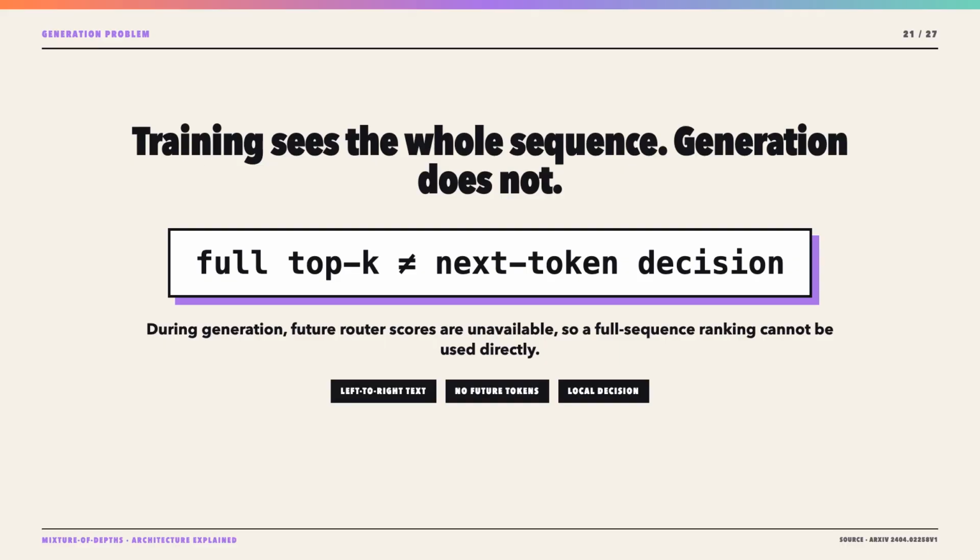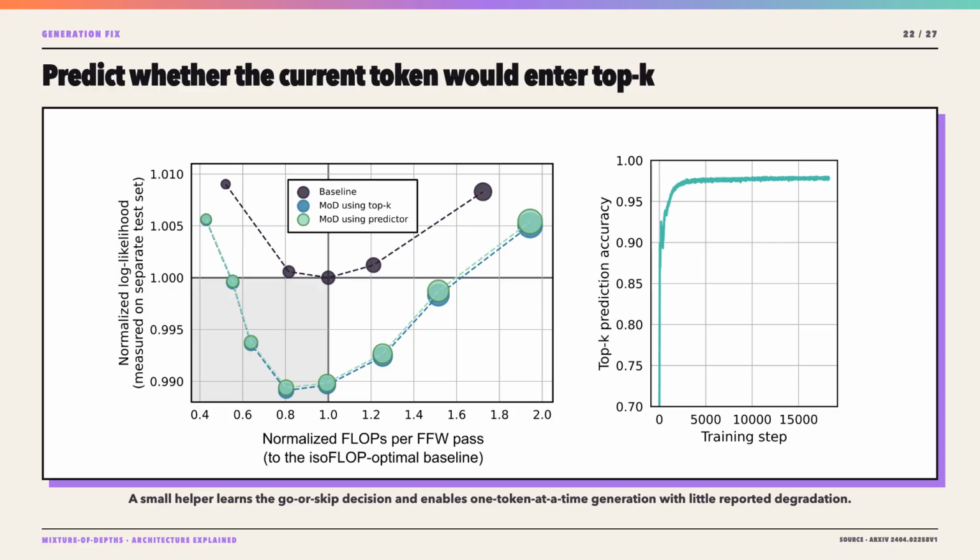There is one complication during text generation. Training can find the top k scores across a complete sequence, but generation sees only the tokens written so far. Future router scores do not exist yet. The paper trains a small helper to predict whether the current token would have entered the top k. During generation, that local prediction replaces the full sequence ranking and enables causal, one token at a time, decoding.